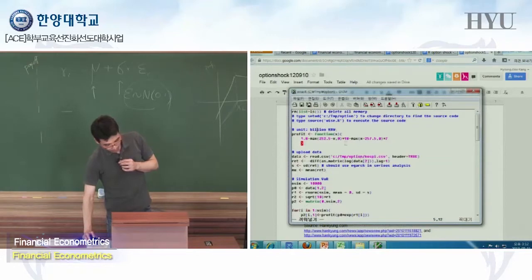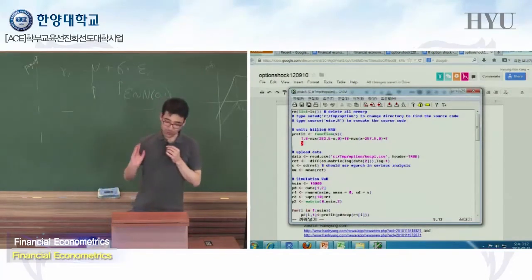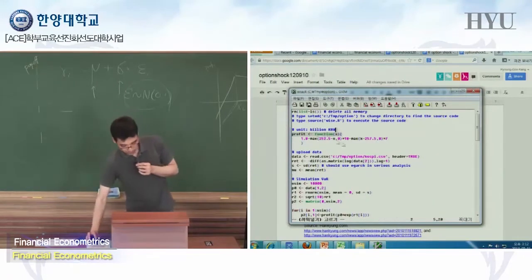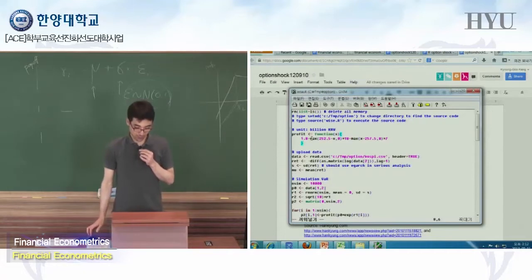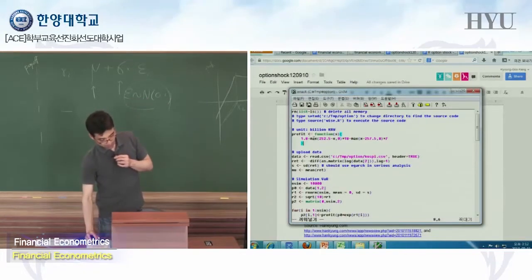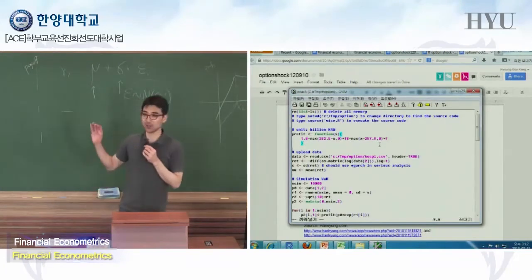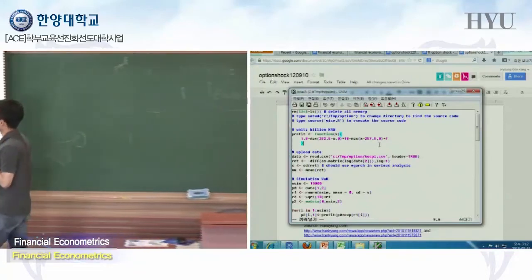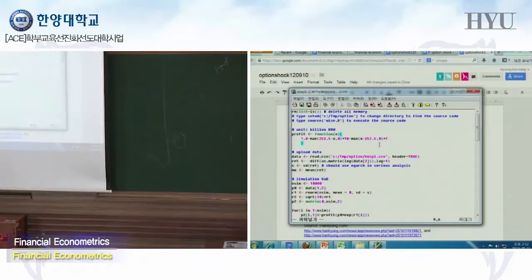So if we use a billion Korean won as a unit, the profit function is something like this. In the straddle position, the maximum is 1.8, and this part is the put option position, and this part is the call option position. So what I did, I defined a profit function of the short straddle position. In this function, if I put some value on x, it calculates this value and generates this output.